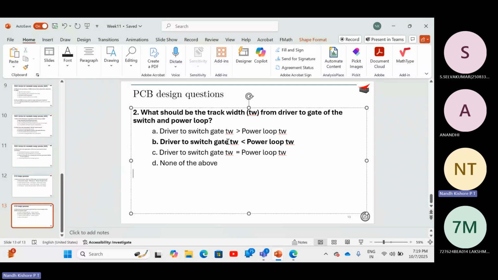You just need to give current during turn on and turn off. So that's why the track width for the driver to switch gate is lesser than the power loop track width. Also, you want to have the parasitics in the gate loop to be as small as possible compared to the power loop. So that is why the answer is B. That is, the driver to switch gate track width should be less than the power loop track width.